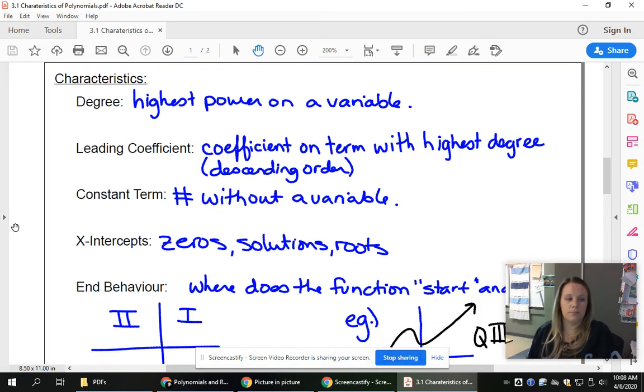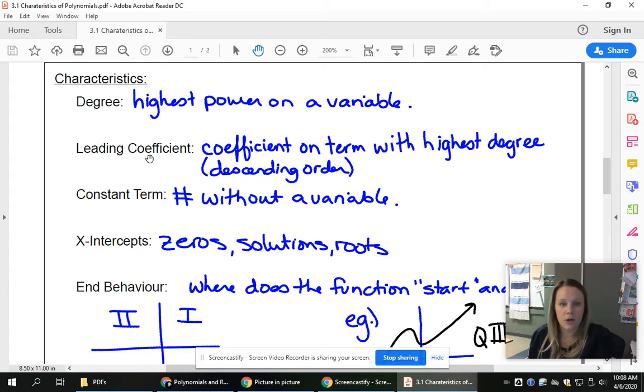Here are some definitions to know. Degree we looked at, highest power on a variable. So you need to find x. The biggest exponent on x is going to be your degree, and you're going to need to look at that in expanded form once it's all FOILed out.